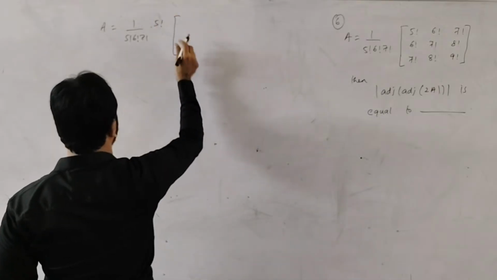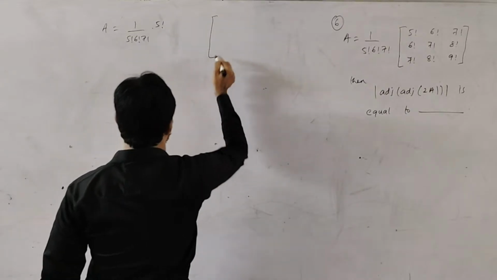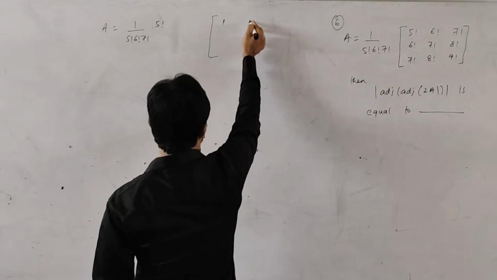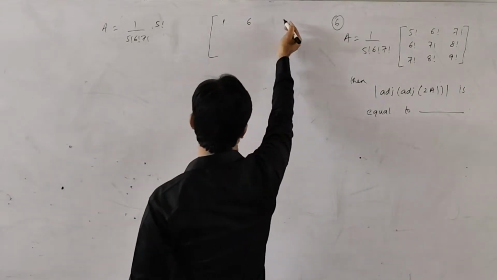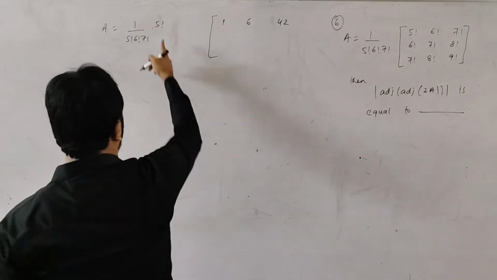If I take 5 factorial common from the first row, it will be only 1 here. This will be 6 and this will be 6 into 7, that is 42. Correct? Okay. Now what will be there?